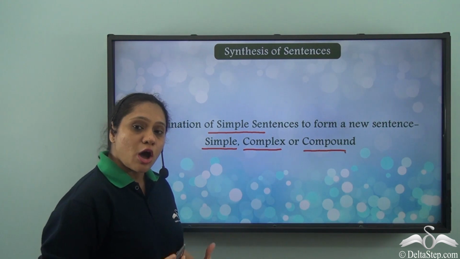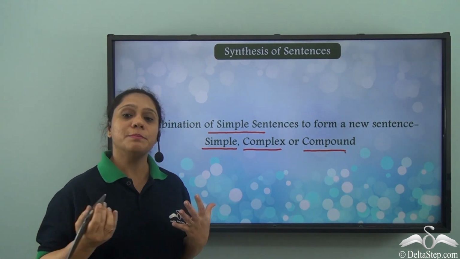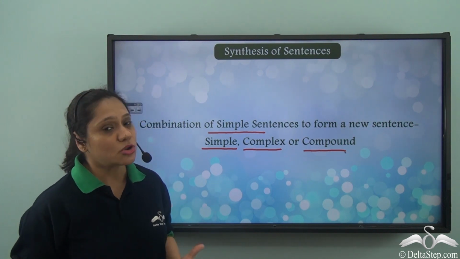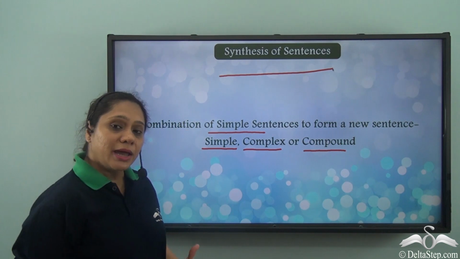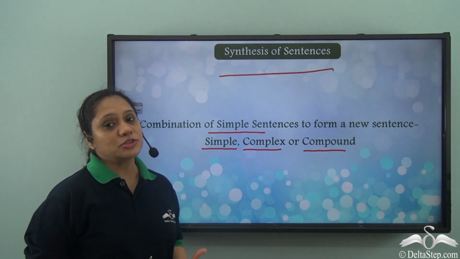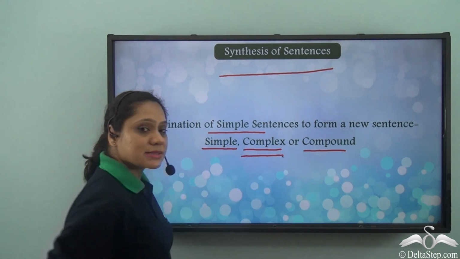This process of joining two or more simple sentences to form a completely new sentence is known as the synthesis of sentences. Today, we will learn how we can join simple sentences to form complex sentences.